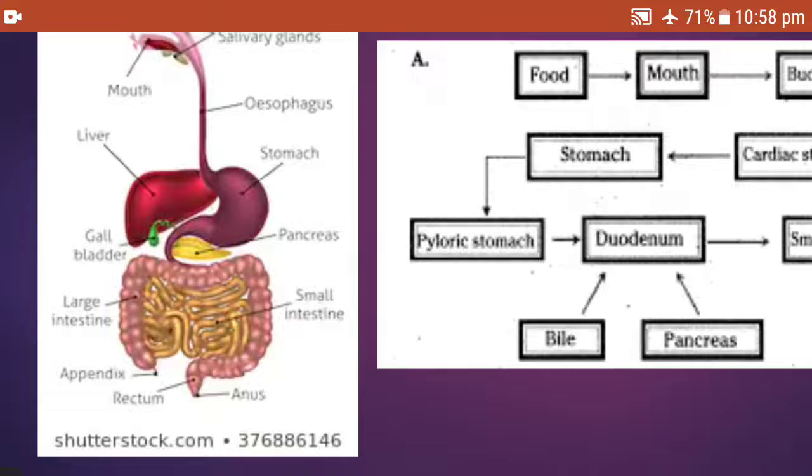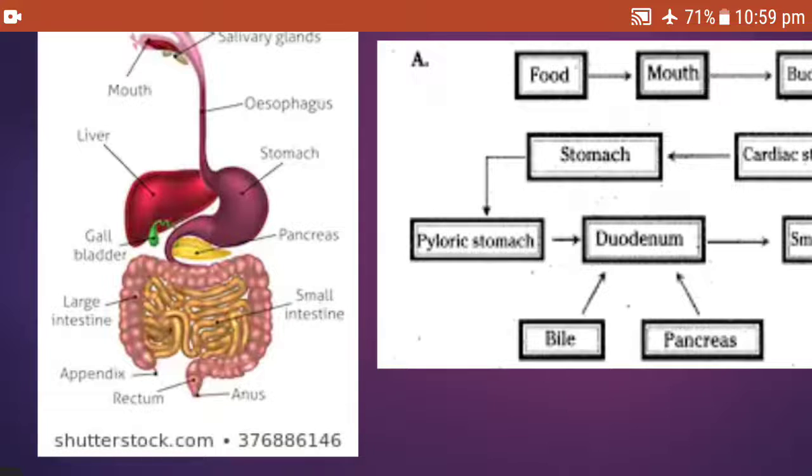Moreover, absorption takes place. Finger-like projections called microvilli are present in the small intestine, which help in the absorption of the nutrients. And these nutrients are passed into the blood through the microvilli.